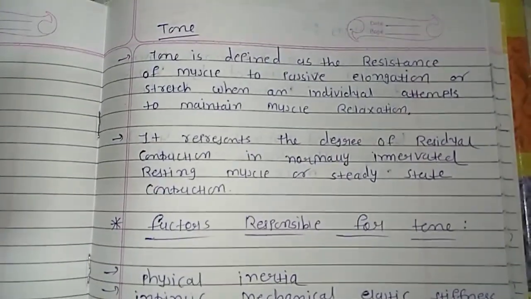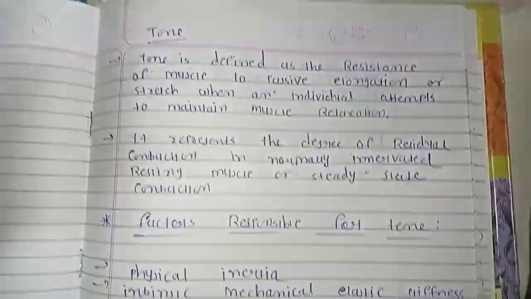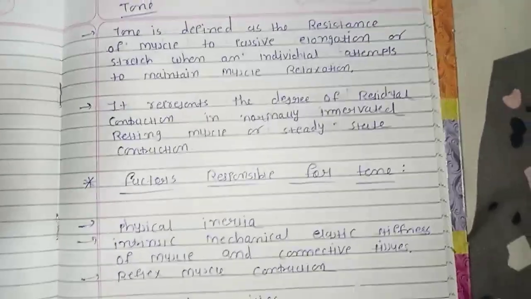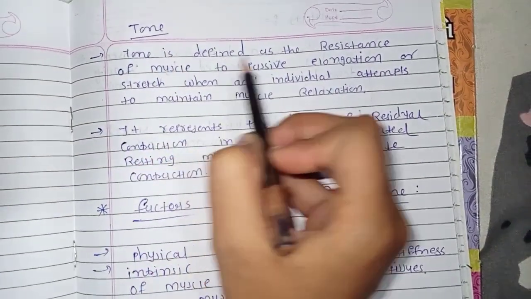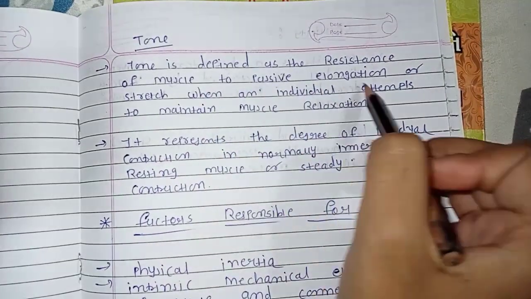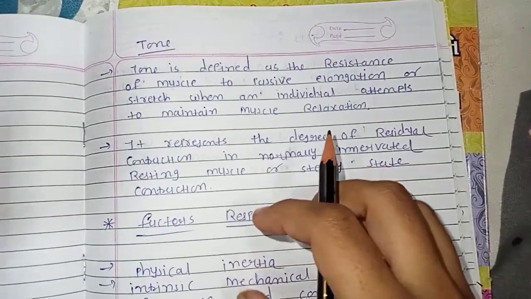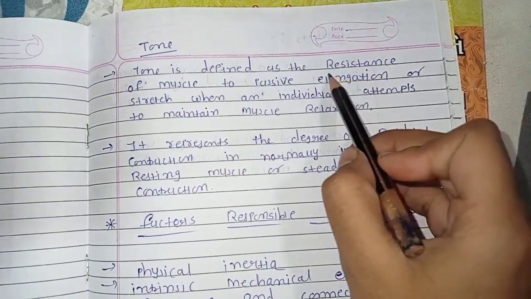Hello everyone. So we are going to learn about muscle tone, which is commonly asked in Viva. What is tone, right? Tone is defined as the resistance of the muscle to passive elongation. जब हम पैसिव मूवमेंट करवाते हैं, then we feel the resistance.